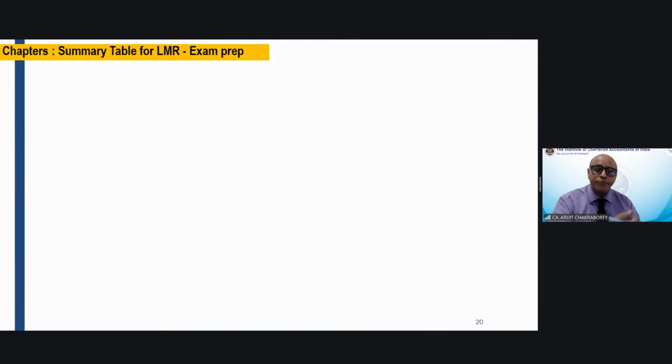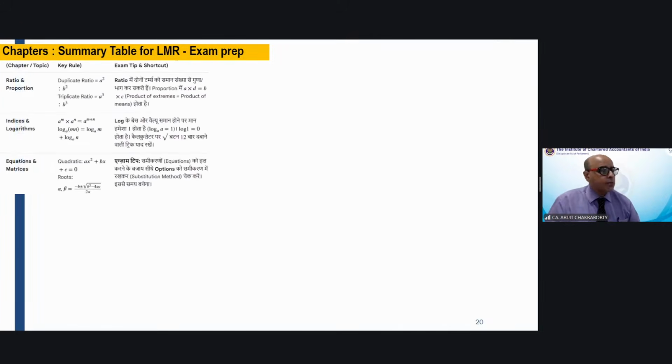I thought of leaving you with some tables. So for ratio proportion, please remember the key rule, duplicate ratio याद रखिए, triplicate ratio एकदम इसको बारीकी से पढ़ लीजिए, प्रैक्टिस करिए. Indices and logarithms में याद रखिए, power of indices: a to the power m into a to the power n is equal to a to the power m plus n. और उसके साथ साथ logarithm का जो प्रयोग है उसको अभ्यास करिए.